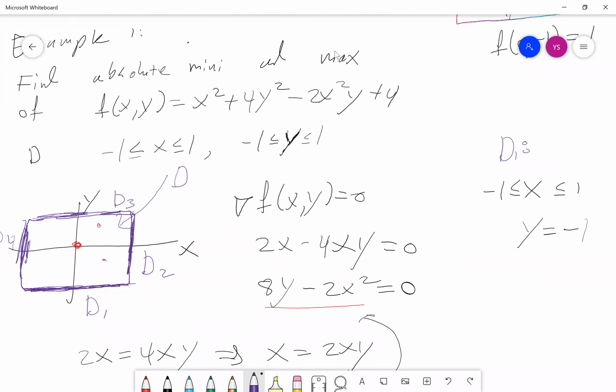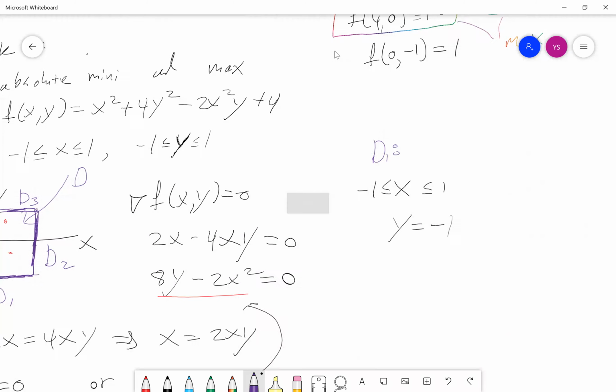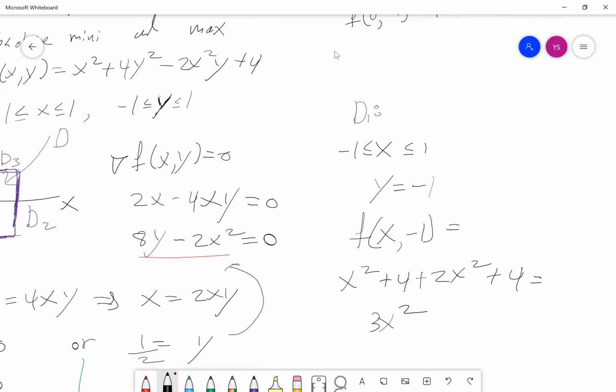Y is not varying. So plugging that in, we get that my f of (x, -1), because my y now is fixed at -1, is going to be equal to x squared plus 4, minus, so plus, because y is -1, 2x squared plus 4. This is equal to 3x squared plus 8. Any questions about that?